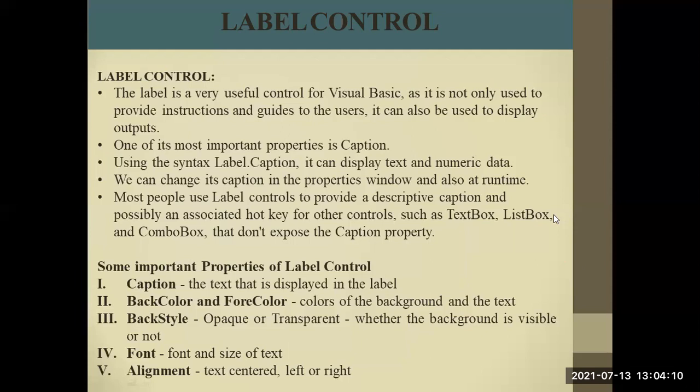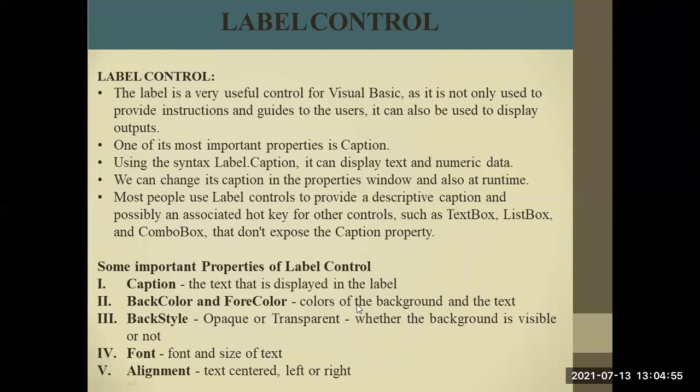Then finally, alignment. Alignment is basically related to the text centering, whether the text will be on the left of the icon, on the right of the icon, or in the center, where we want to place it. So these are some important properties that are associated with the label.